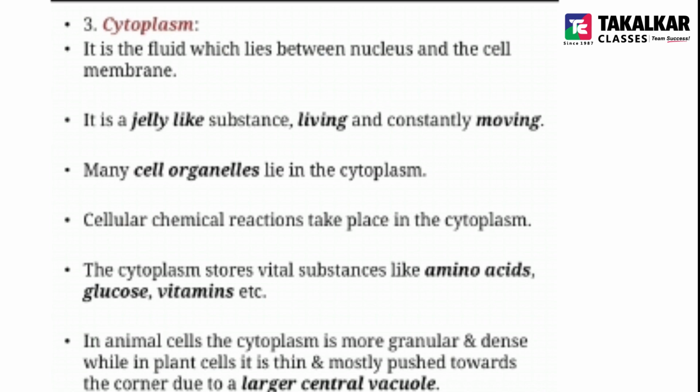Due to the presence of ribosomes, the cytoplasm in animal cells is granular. It is dense, while in plant cells it is comparatively thin and is pushed towards the corner due to the presence of large central vacuoles. Now we are all aware that plant cells have something known as a vacuole. What exactly is this vacuole? A vacuole is nothing but a storage sac present inside the plant cell.